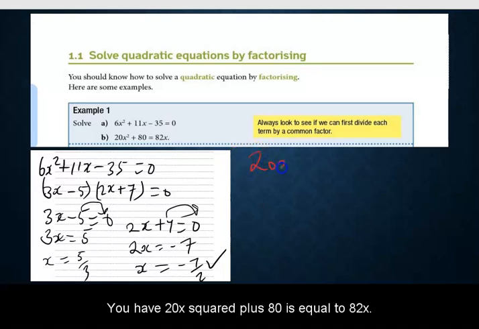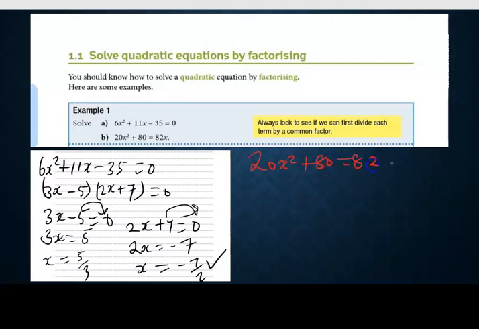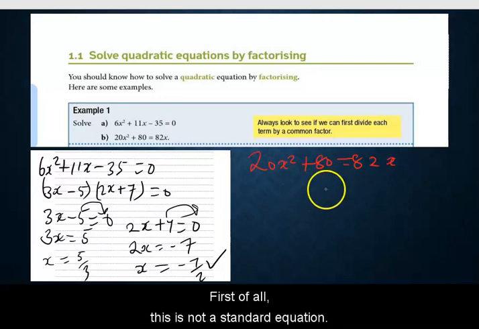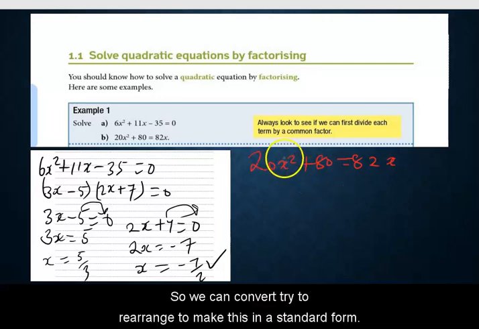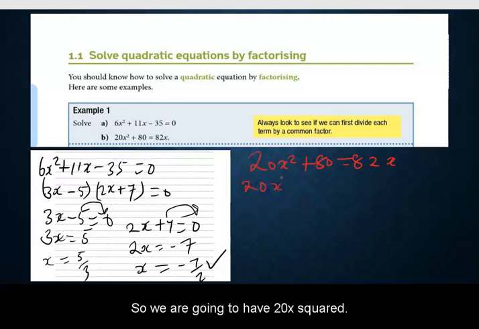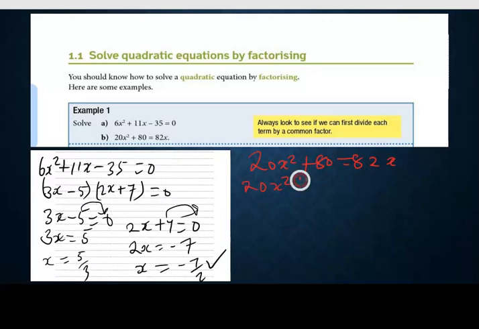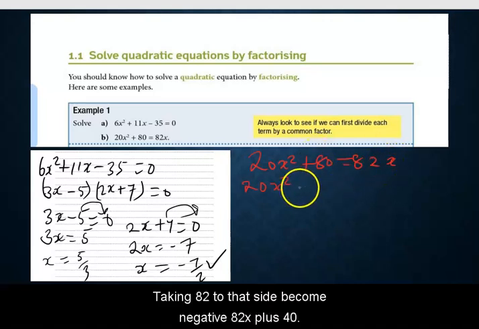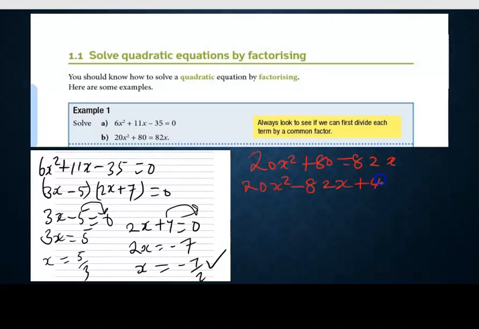You have 20x squared plus 80 is equal to 82x. First of all, this is not a standard equation. So we can try to rearrange to make this in a standard form. So we are going to have 20x squared. Taking 82 to that side becomes negative 82x, plus 80. This is equal to 0.